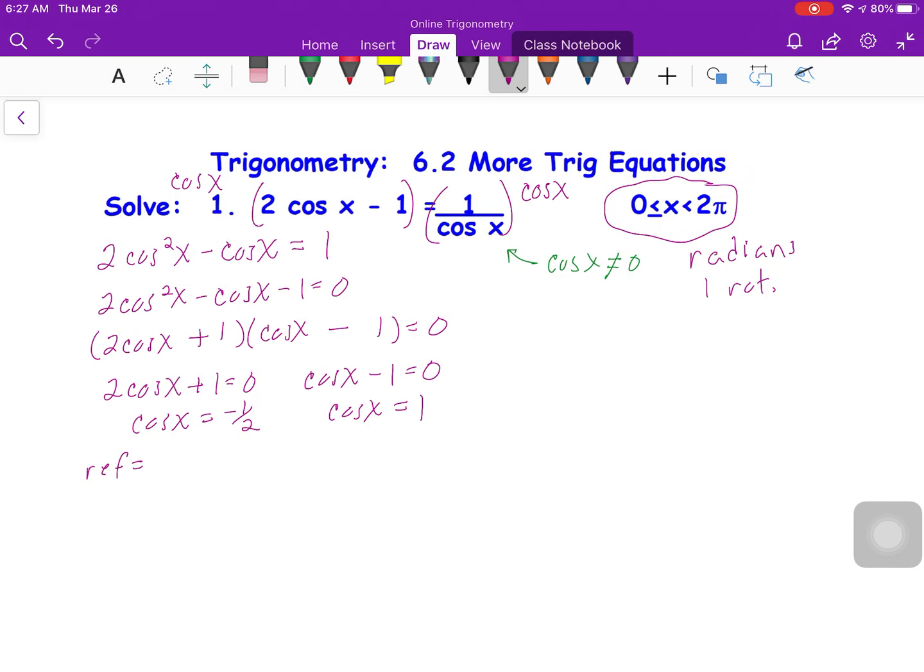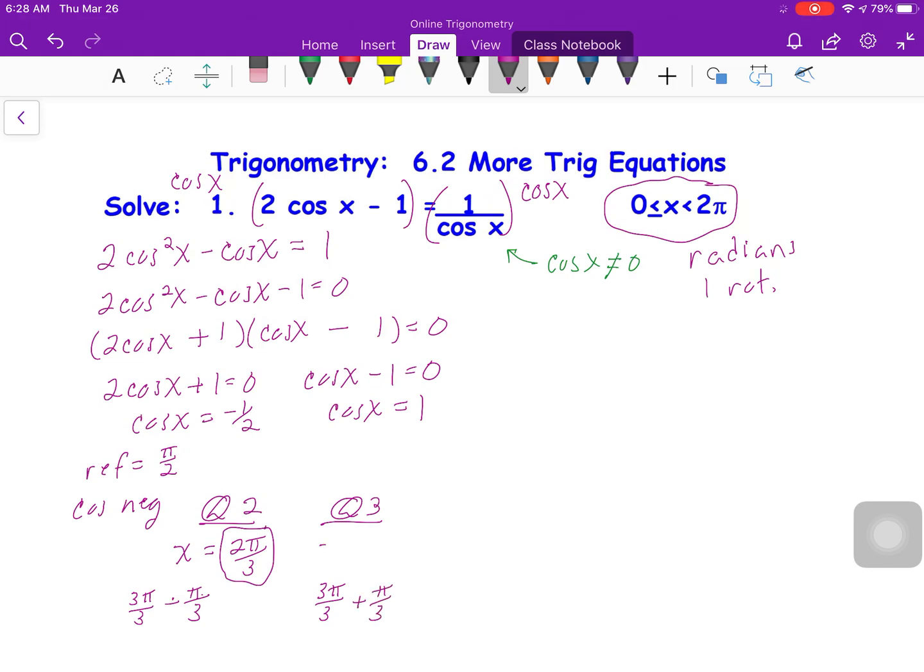The first one happens to have a reference angle. Cosine is equal to 1/2 for 60 degrees, so in radians that would be pi over 3. The cosine here is negative, so that means we're working with quadrants 2 and 3. In quadrant 2, we would have to go a full pi, which would be 3 pi over 3, and then 1 pi over 3 is subtracted from it. So in quadrant 2, we'll get x equals 2 pi over 3. In quadrant 3, we'll have to go again a full pi, but this time we'll have to go 1 additional pi over 3, so we'll have to add a pi over 3. So the x will be equal to 4 pi over 3.